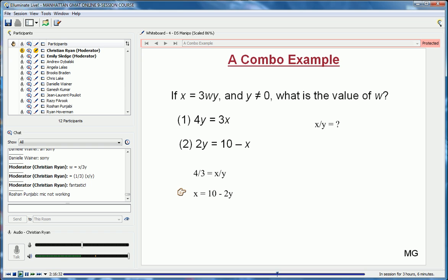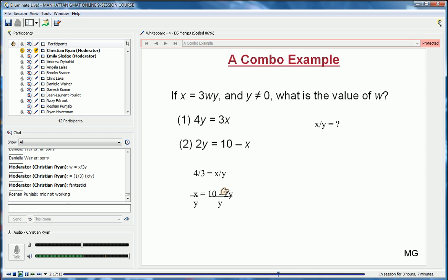Now the second statement, you can rearrange it by adding x and subtracting 2y, and then I can divide both sides by y, and I get x over y equals 10 minus 2y all over y. I'm doing that just to show you that yes, you can turn this equation into a valid expression, x over y on one side. But you're going to get something complicated on the other side, something that has a bunch of variables that you can't get out.